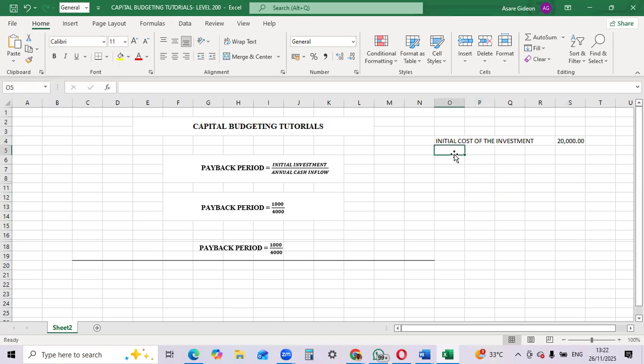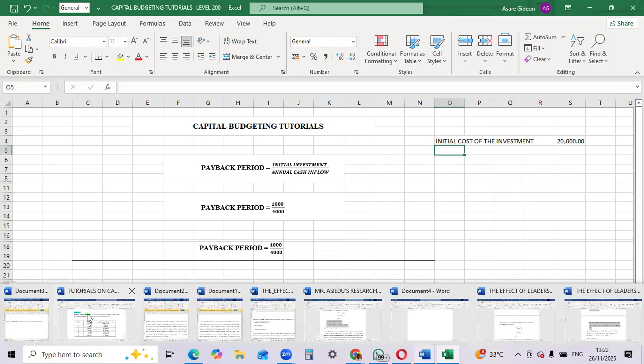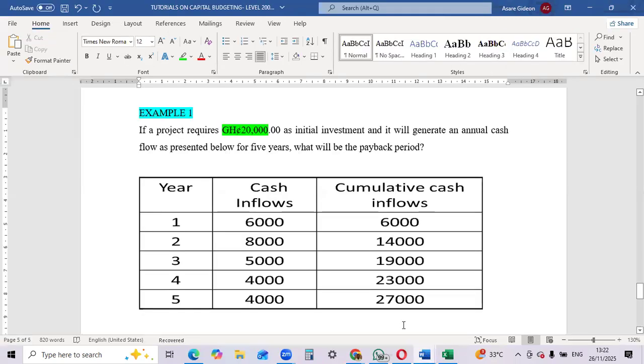Now, after summing up, you realize that when we go to the third year, it is 19,000. So what it means is that we have 1,000 cedis left. Okay, and that 1,000 cedis can be found in the fourth year's what? Cash inflow. Please, you understand that?